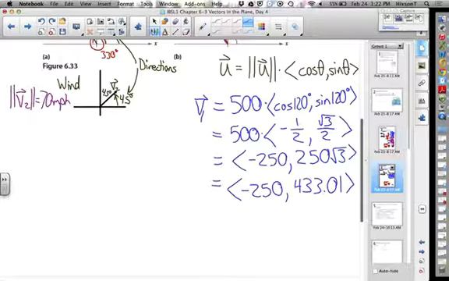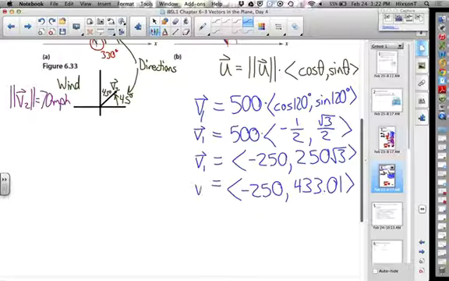What is this saying about our airplane? Our airplane is going at a bearing of 330 degrees, but even though it's traveling at 500 miles per hour, we are moving westward at a rate of 250 miles per hour. That's what the negative 250 means. And we're moving northward at a rate of 433 miles per hour. So even though we're traveling on an angle, we're traveling 250 miles per hour west and 433 miles per hour north. That's what this tells us for vector 1, the airplane.